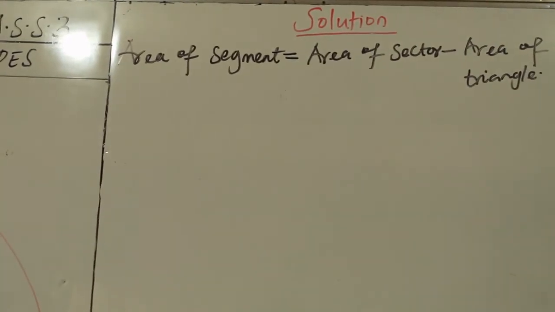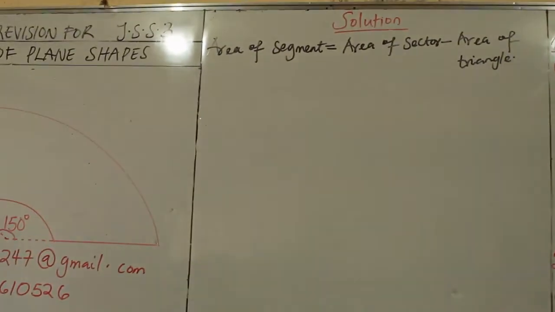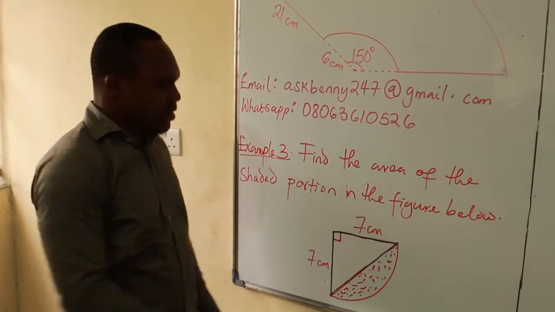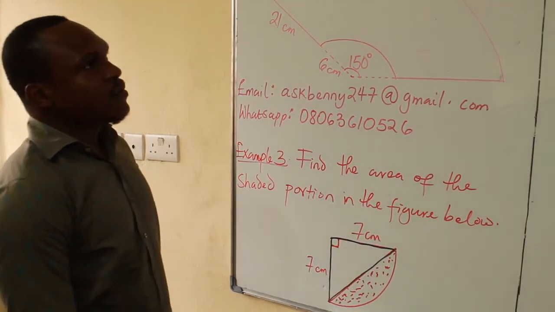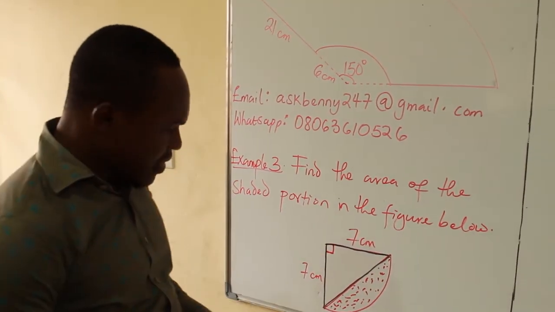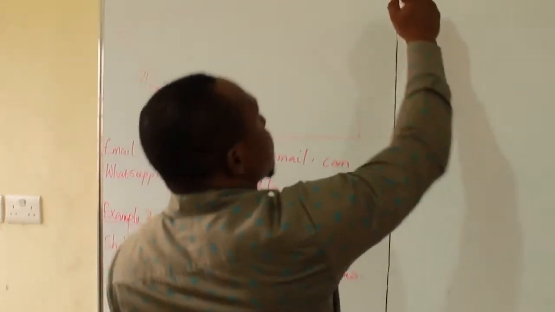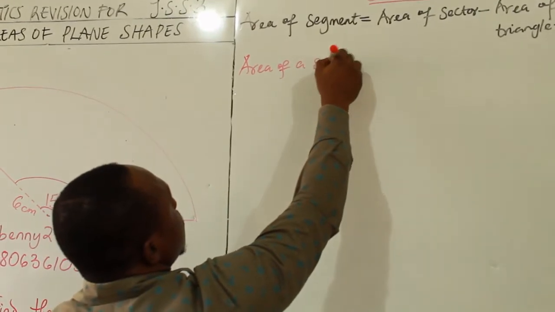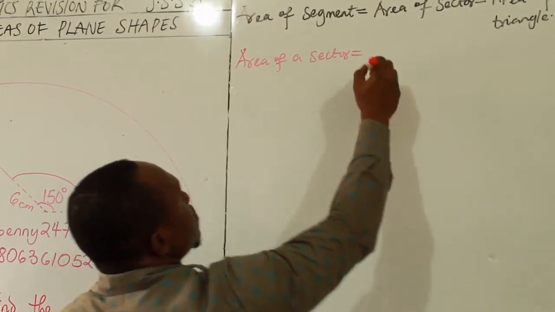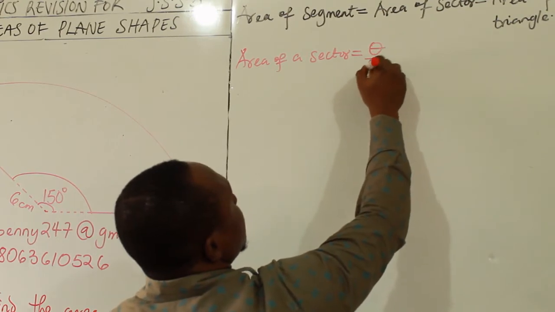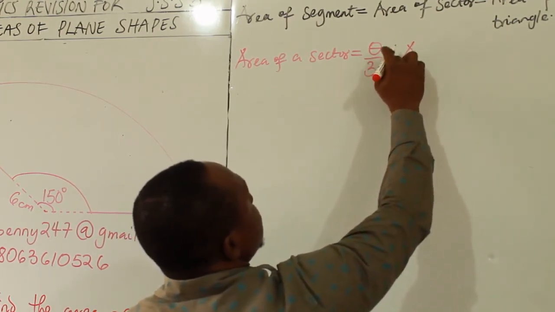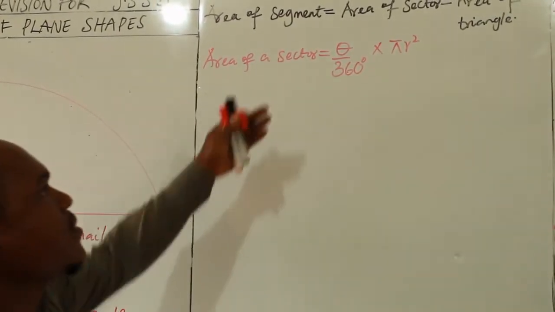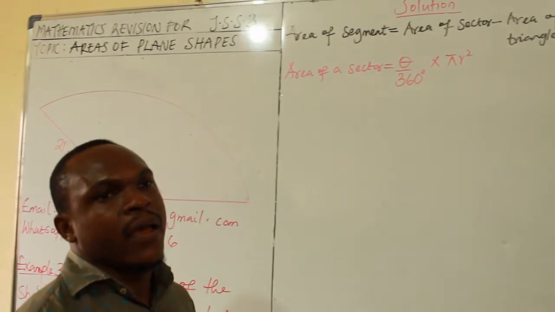Looking at this, we have one radius given to us as 7 centimeters and the other radius also given as 7 centimeters. For us to find the area of a sector, the formula is area of a sector equals theta over 360 degrees times pi r squared.